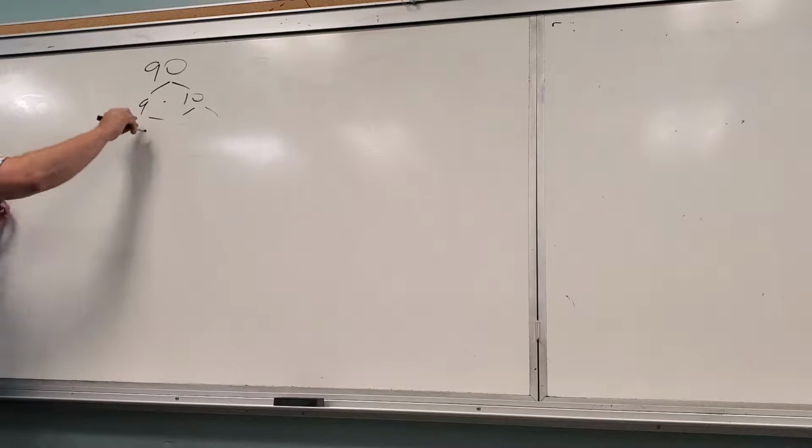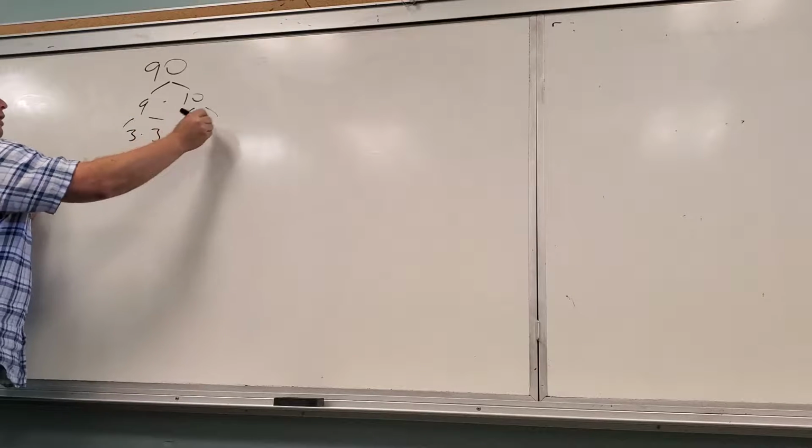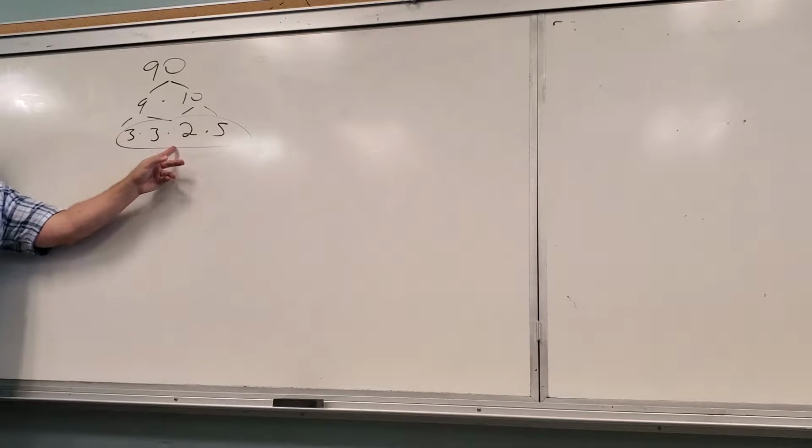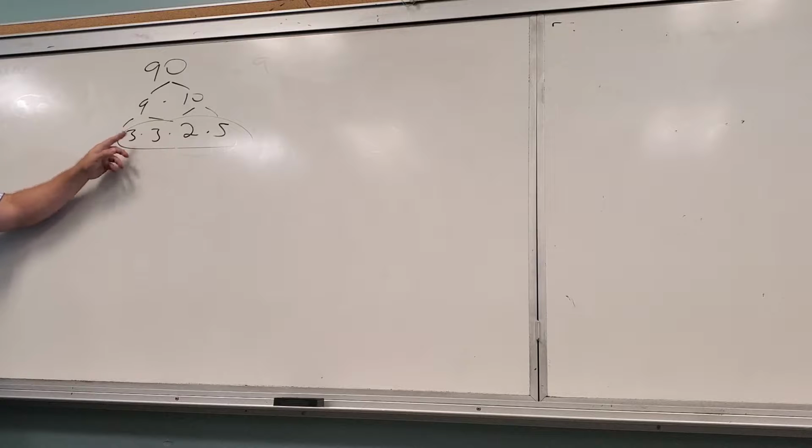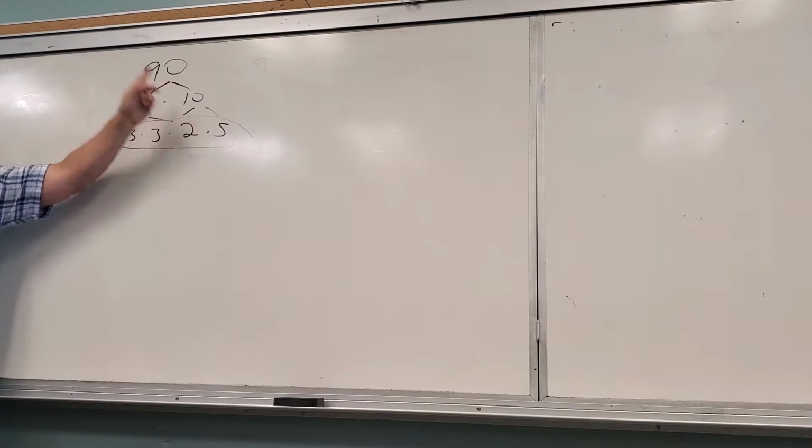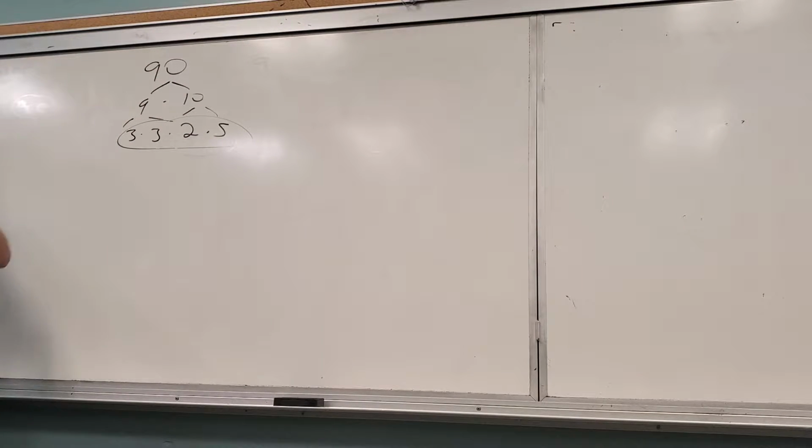And of course here it would be this. And this is what I call the DNA. This is the DNA of 90, because if I multiply 3, 3, 2, 5, I can only get 90. Right? If you put these together, you get the DNA. Right? You guys with me?